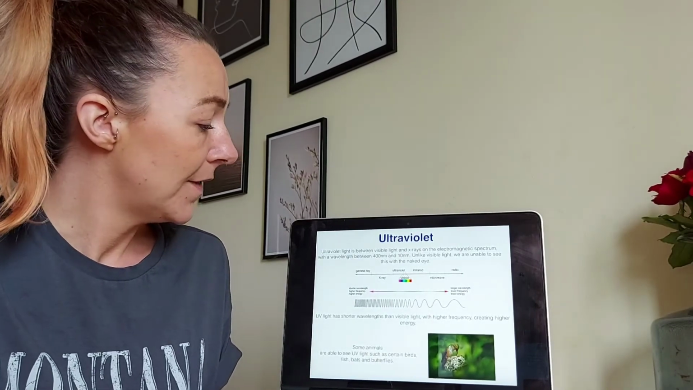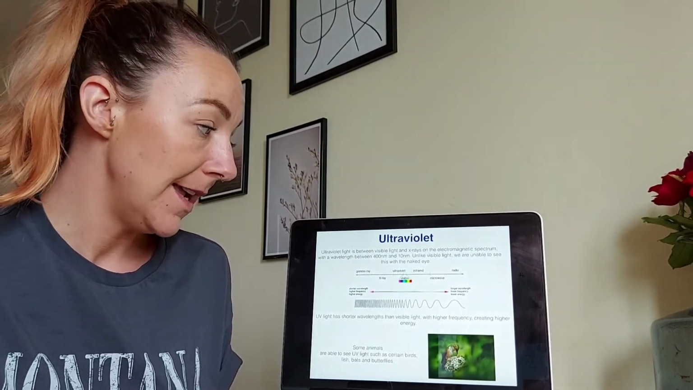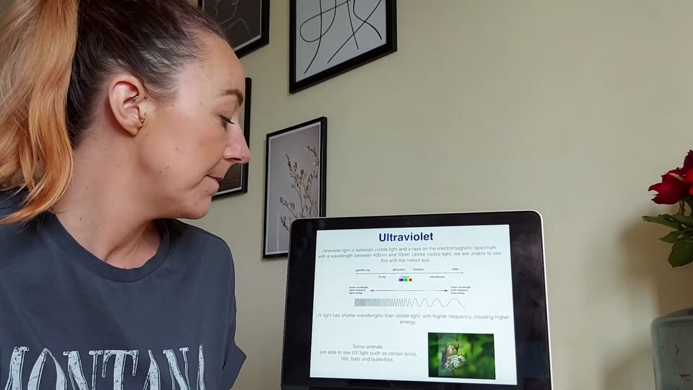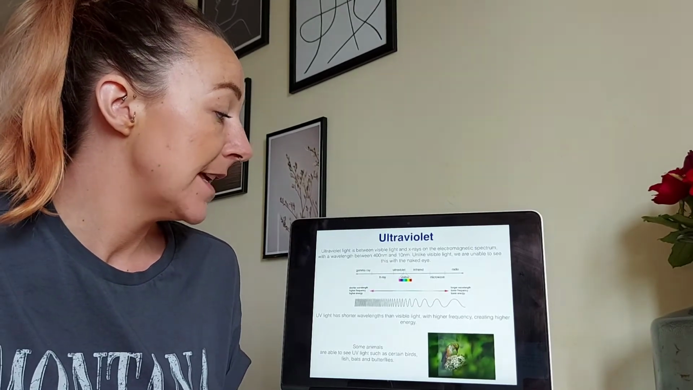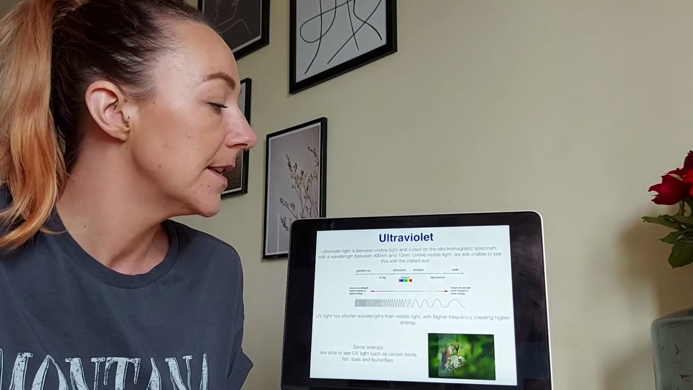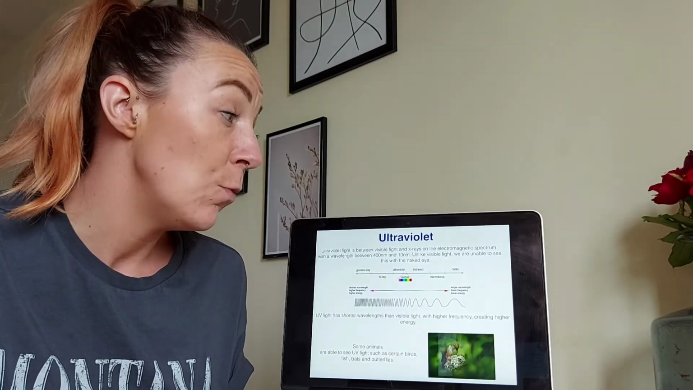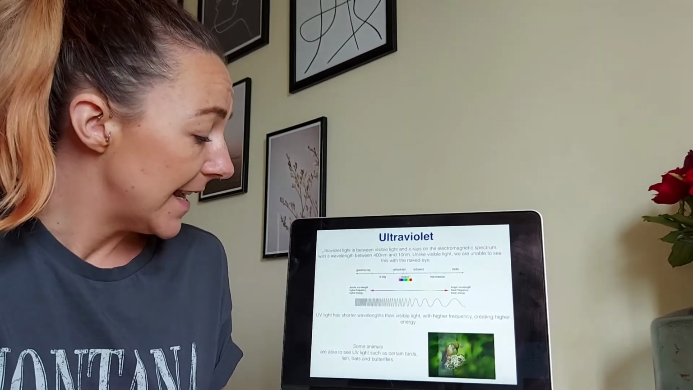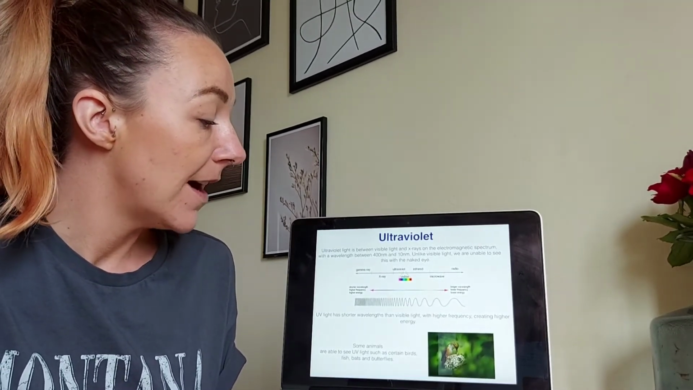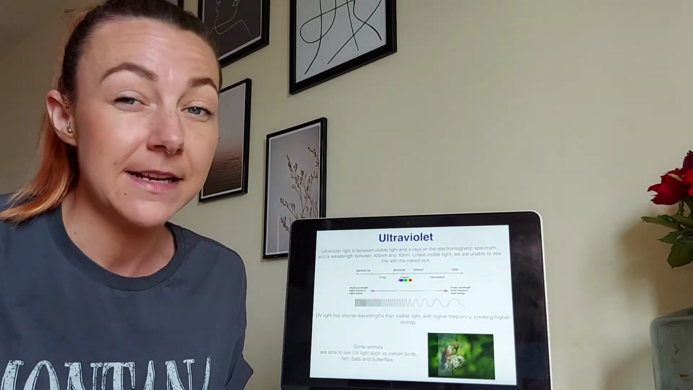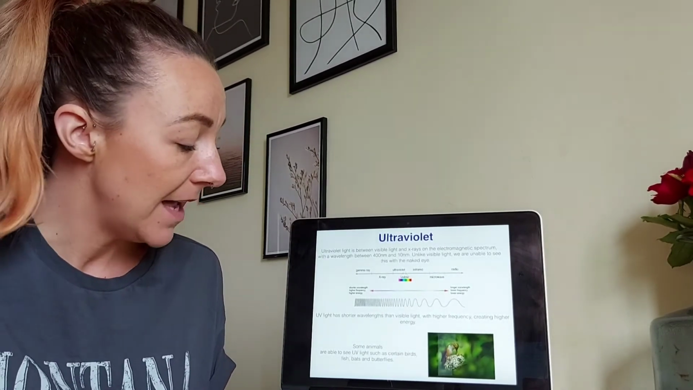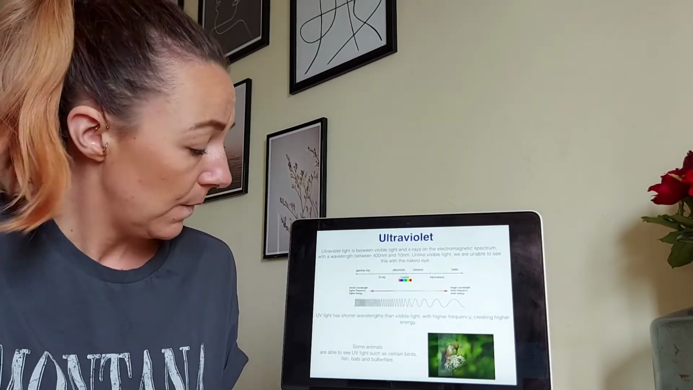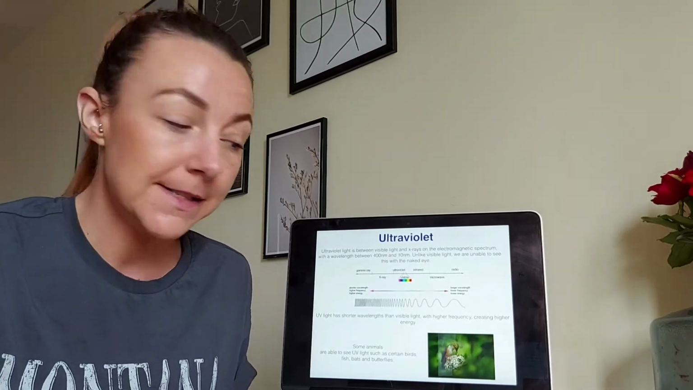Ultraviolet. Ultraviolet light is between visible light and X-rays, as we can see here on the electromagnetic spectrum, with a wavelength between 400 nanometers and 10 nanometers. Unlike visible light, we are unable to see this with the naked eye. And UV light has shorter wavelengths than visible light with higher frequency, creating a higher energy. And some animals are actually able to see UV light, such as certain birds, fish, bats, and butterflies.